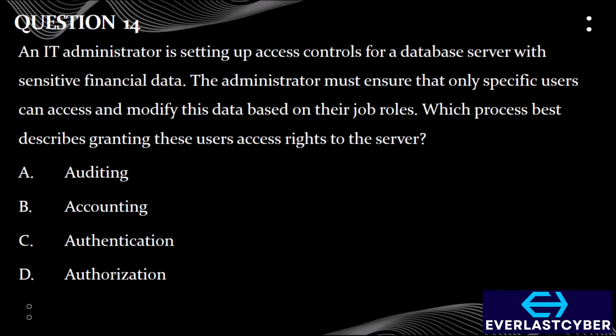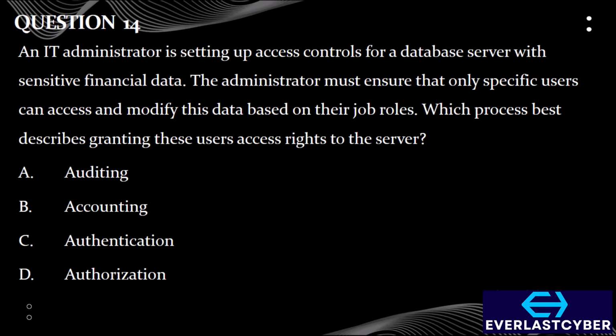Before we reveal the answer, let's break down each of the options to understand why we'll be choosing the correct one. Auditing involves reviewing and examining records and activities in order to ensure compliance with policies and procedures. However, it does not involve granting access rights. Accounting refers to tracking and logging user activities and resource usage, but it does not involve granting access rights. Authentication is the process of verifying a user's identity, like using a password or biometric data, but it does not involve granting specific access rights.